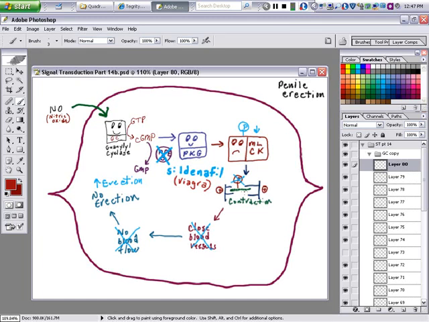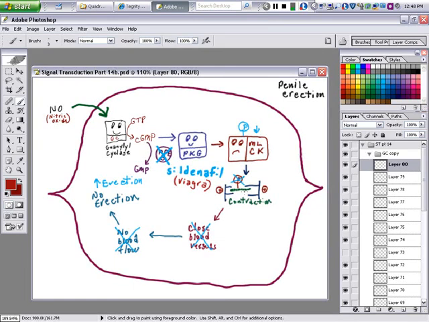Well, let's do this first. Cyclic GMP activates what protein kinase? Protein kinase G. Now, protein kinase G phosphorylates what protein? Myosin light chain kinase. Does that turn myosin light chain kinase on or off? Turns it off. And if myosin light chain kinase is off, does that lead to constriction of blood vessels or relaxation of blood vessels? Relaxation of blood vessels.